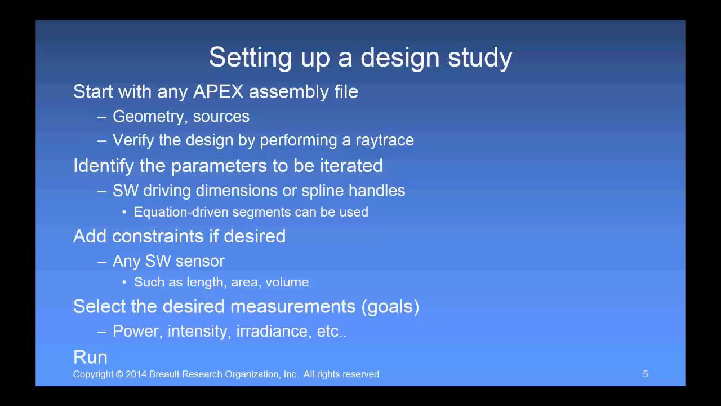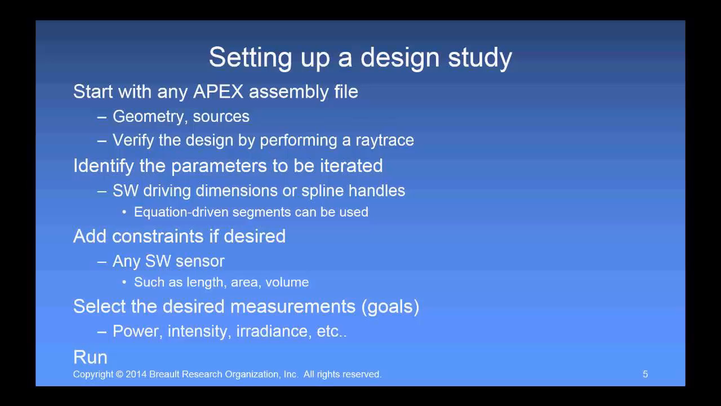The types of parameters that can be iterated, as I mentioned, have to be a dimension that has been defined in SOLIDWORKS. So it could be a driving dimension. It could be a spline handle. You can also use equation-driven parameters. So if there's a parameter that you haven't specifically set as a numerical value within the SOLIDWORKS environment, you can define a line segment that relates to that dimension and allow the length of that line segment to be part of your parameter study.